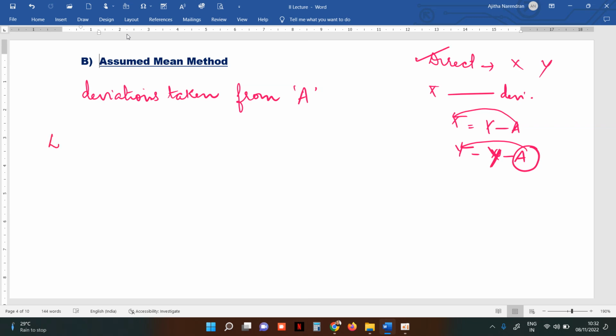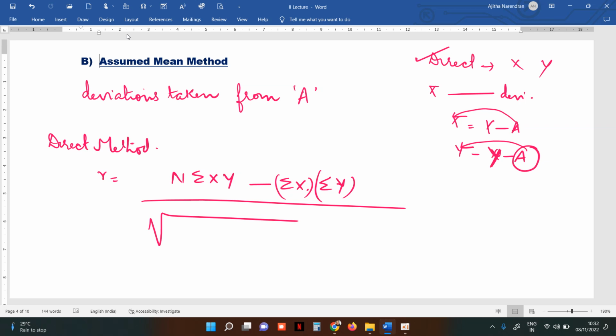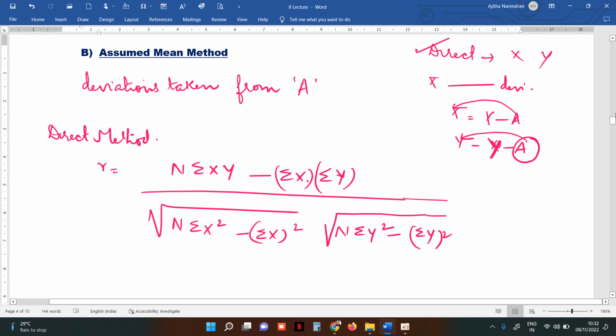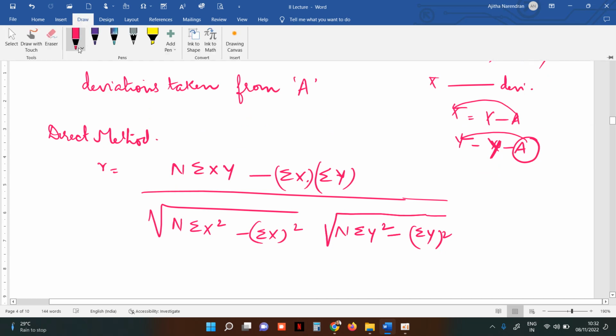I'm just writing down the formula which we have seen in the direct method, the first method of the coefficient of correlation. What was the formula? n summation of xy minus summation of x into summation of y, whole divided by root over n summation of x square minus summation of x whole square, multiplied by the same for y. I'm writing this so that on the basis of it I can tell you how to frame the formula for the assumed mean method, right?